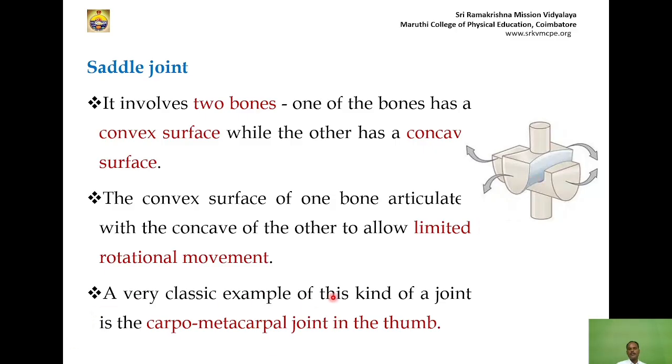A very classic example of this kind of joint is the carpometacarpal joint of the thumb. In our human body, the thumb has a special joint, that is a saddle joint. So only the thumb can do this type of movements. That is called a saddle joint, convex and concave.